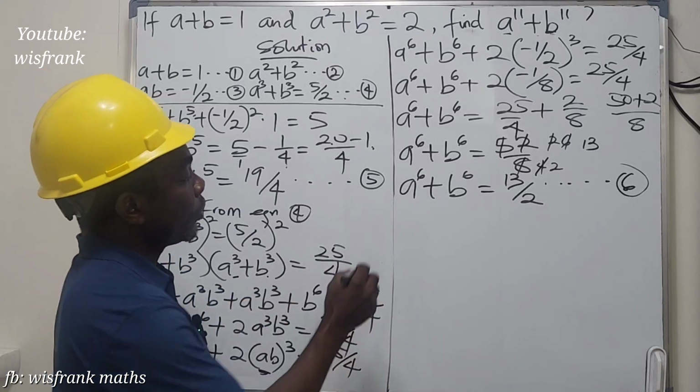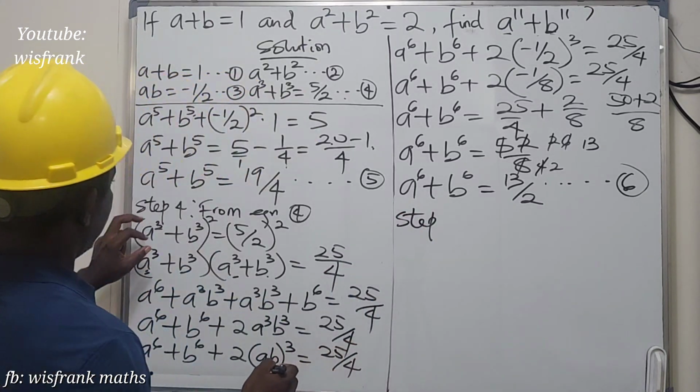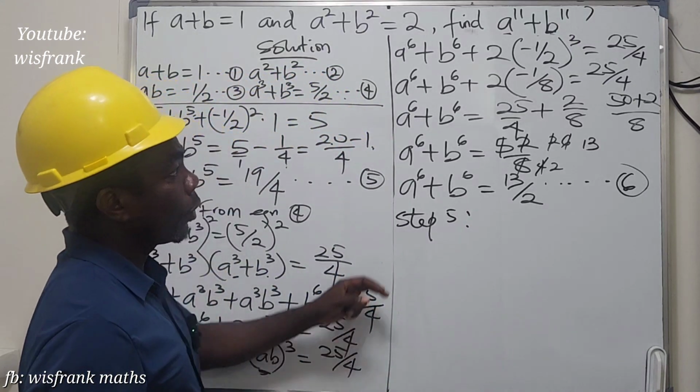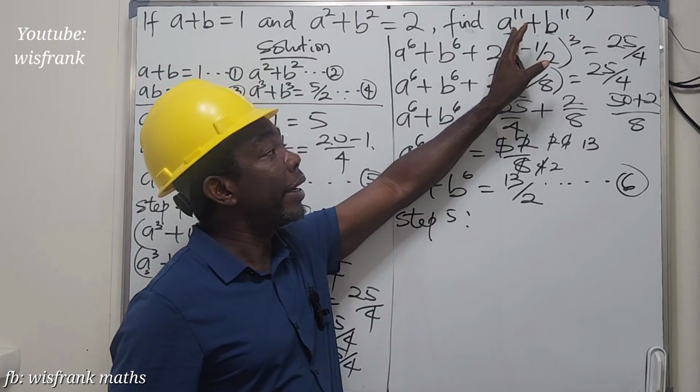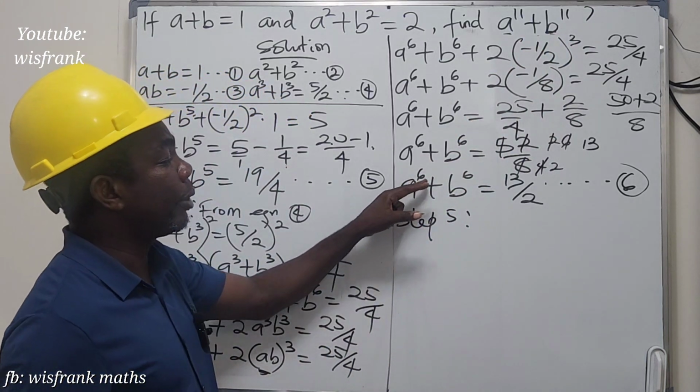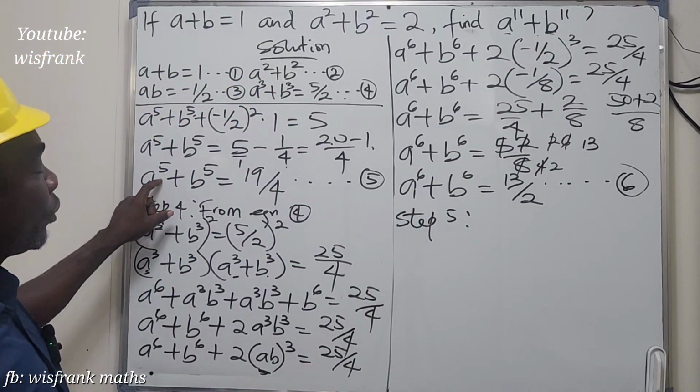So the next one is going to be step 5, since we had step 4. In our step 5, because our aim is to find a to the power of 11 plus b to the power of 11, and we've gotten a to the power of 6 here, and we had a to the power of 5.